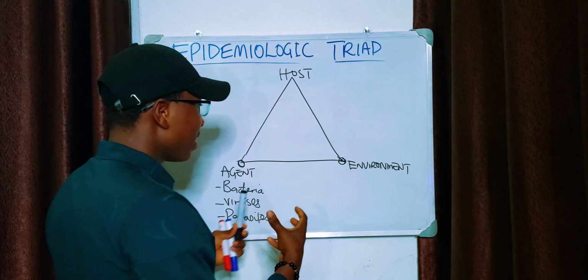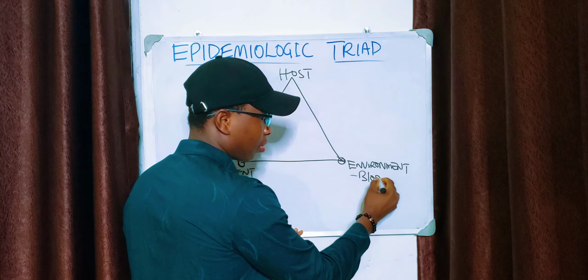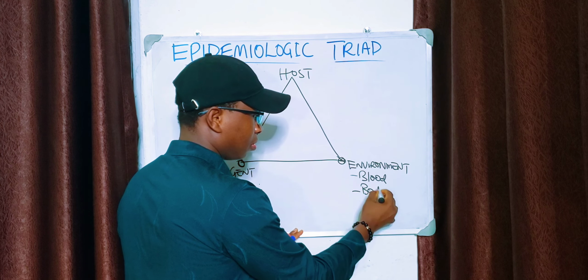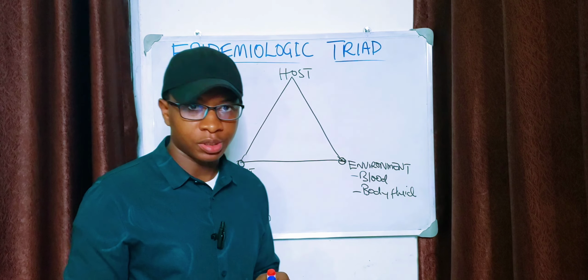Now, the environment is just the place where these agents thrive. It can be the blood. It can also be body fluid and other parts of the body.